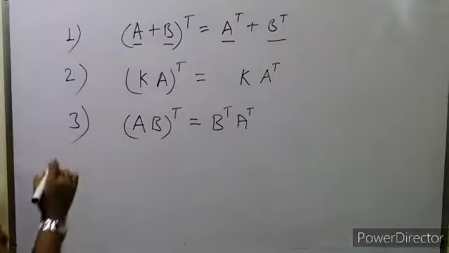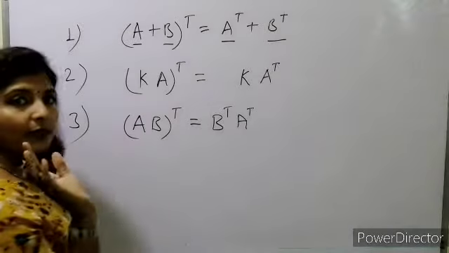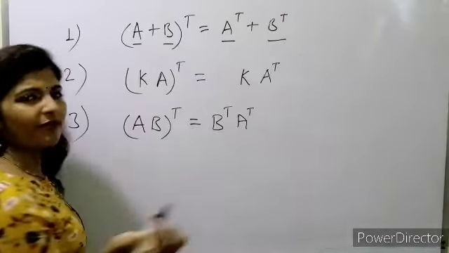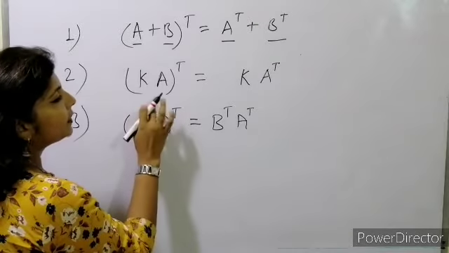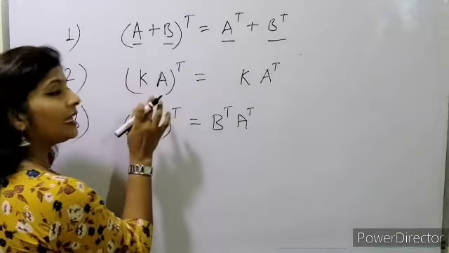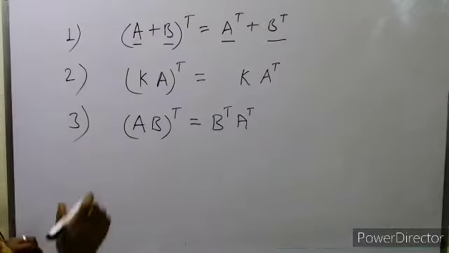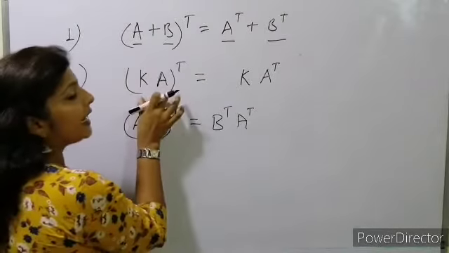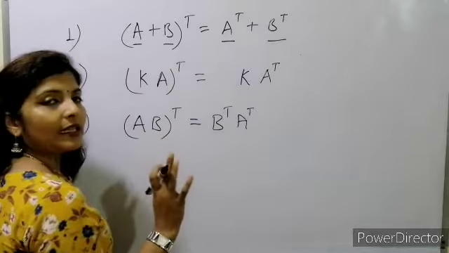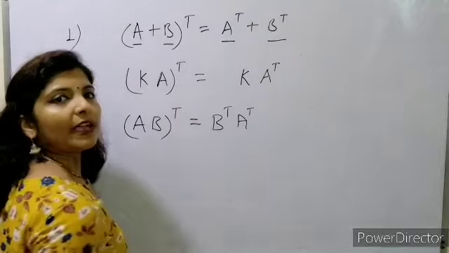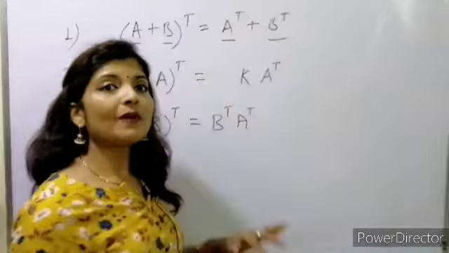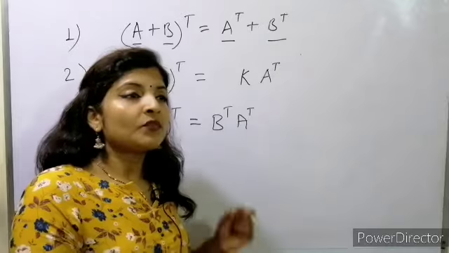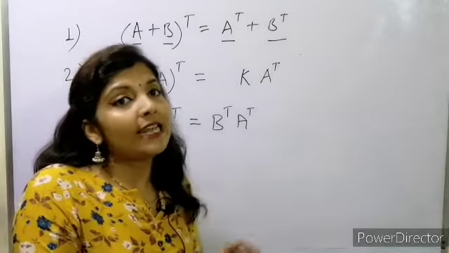Got it? The second property of transpose of matrices is the transpose of kA. Here k is a scalar number and we are multiplying matrix A with k. So the transpose of the whole kA will be k times the transpose of A. Why? Because k is a scalar number, so there will be no change in k whether we write it row-wise or column-wise. Whenever we multiply a scalar number with a matrix, what happens? That scalar number is multiplied to each element of that matrix.